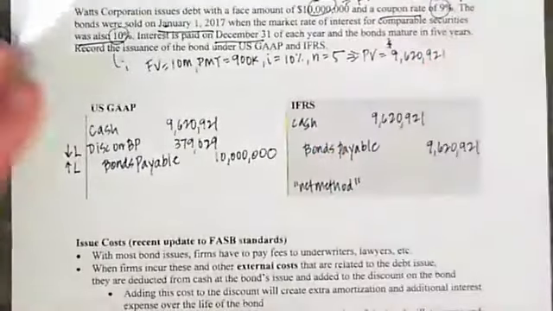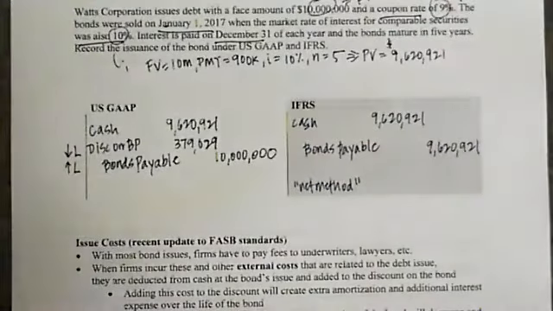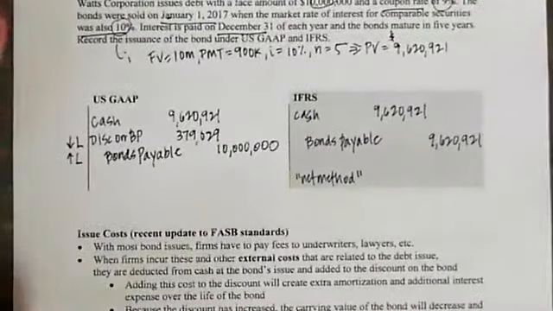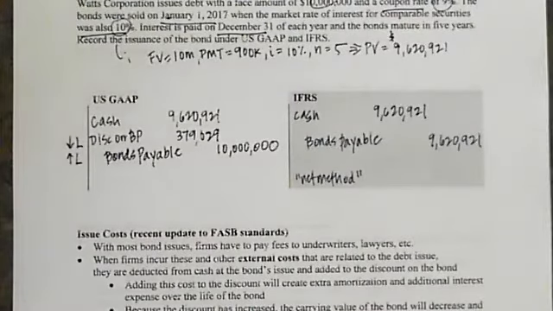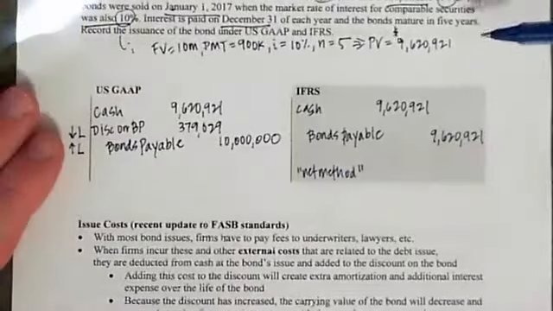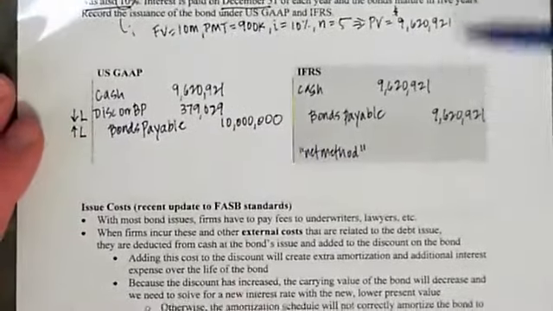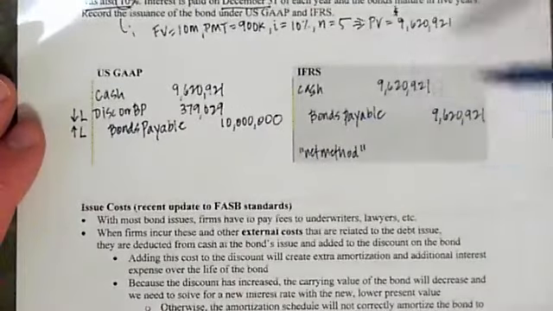And just to know, it is not GAAP that you have to have a discount account. You don't have to have a discount account. You just need to be able to apply discount amortization to a bond, but you can do that by subtracting it from bonds payable, just like IFRS. Anyway, so that is a vanilla bond issue, very similar to what we've seen before. The IFRS method just takes out the discount.